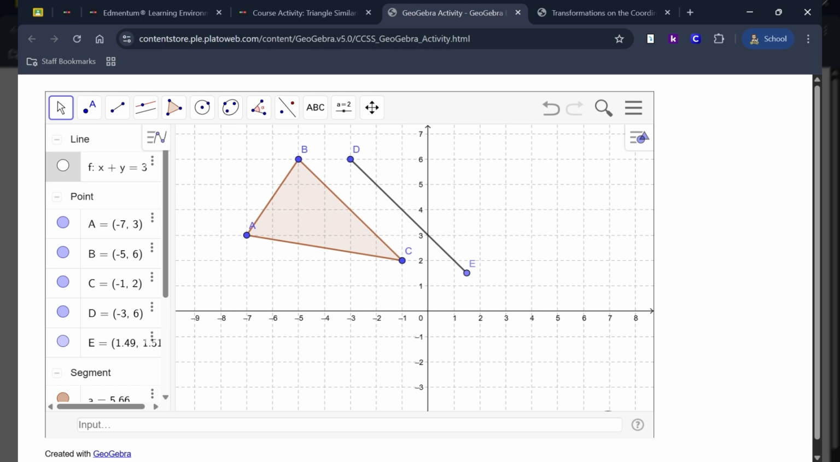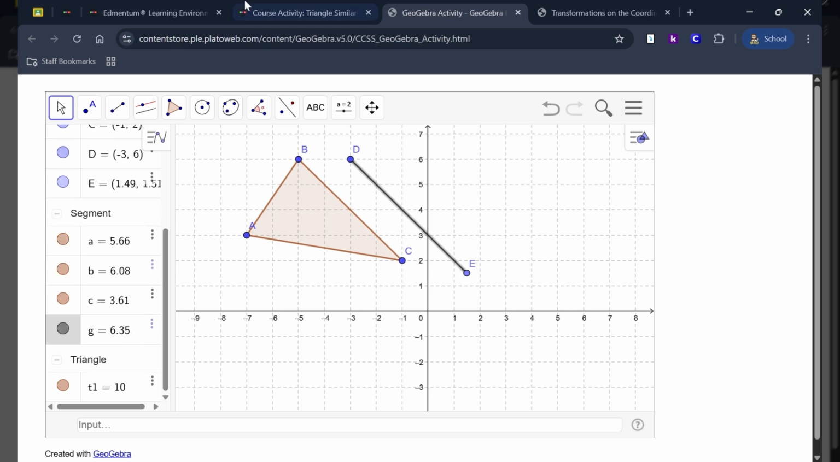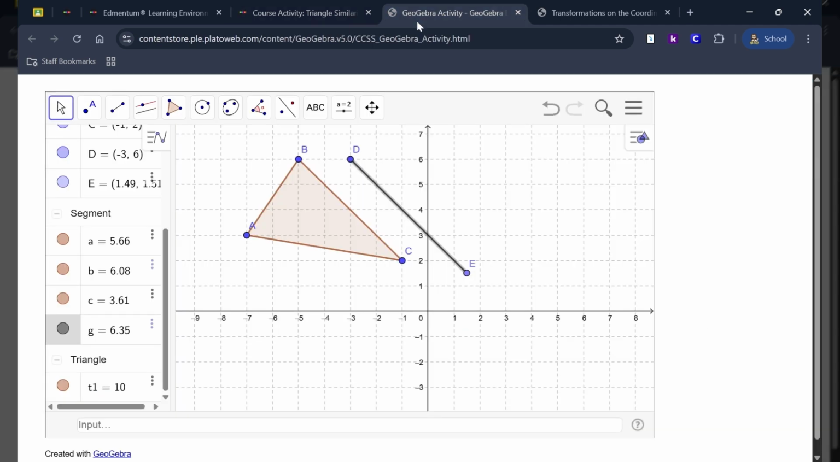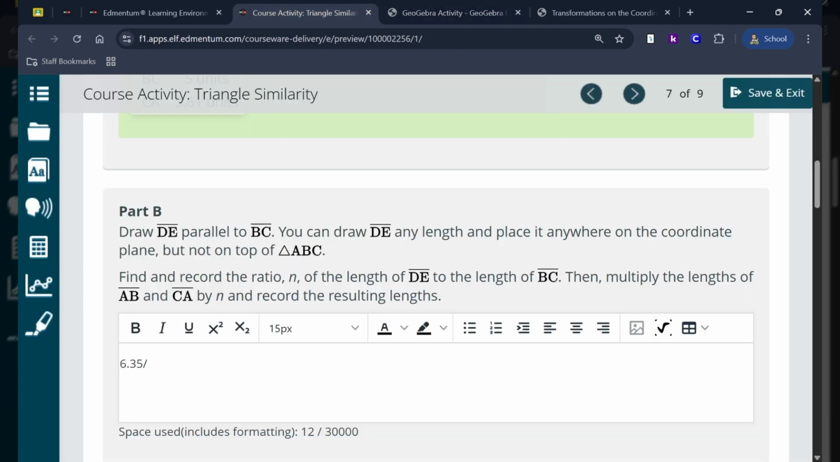And then you want to get the ratio, right? So that is basically a division problem again, right? We did this a few times already. So we're going to do this as a division problem. So again, let's find DE. DE, that is 6.35 units. So we'll come here and we'll do 6.35 divided by, let's get that BC length. So BC right here is 5.66. So just do divided by 5.66 and that will equal, and let's do the math.